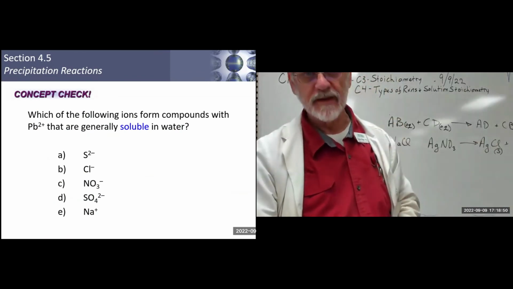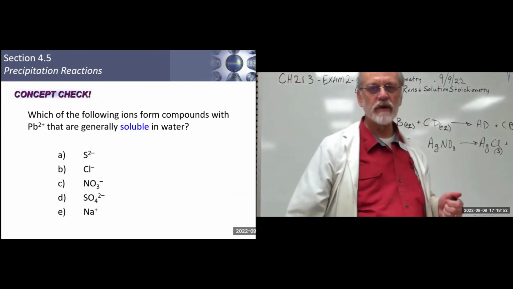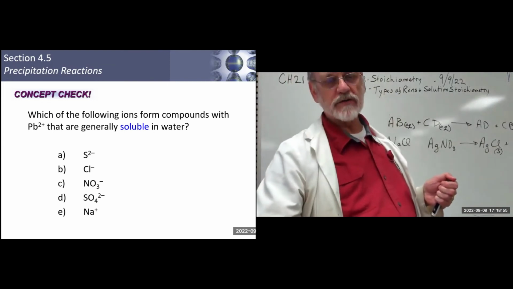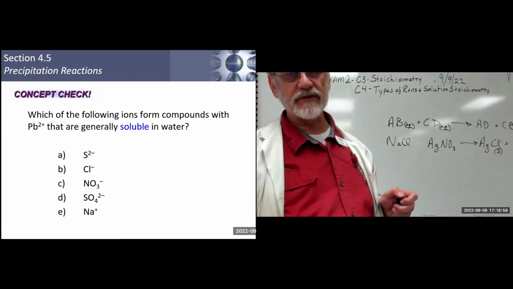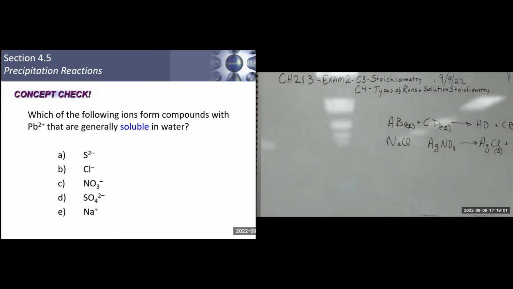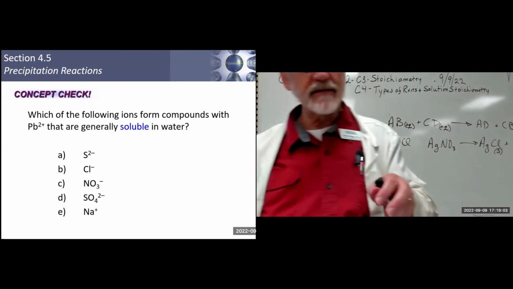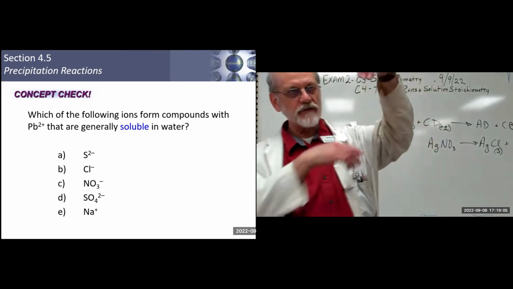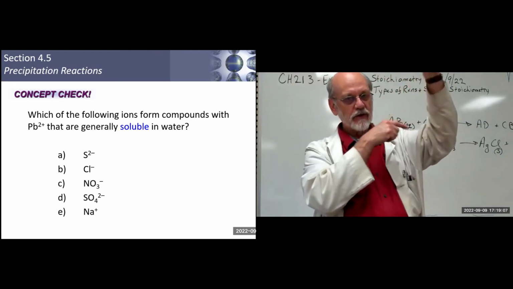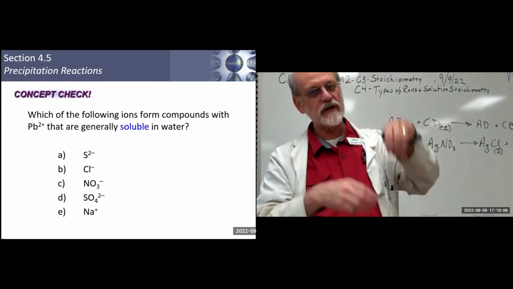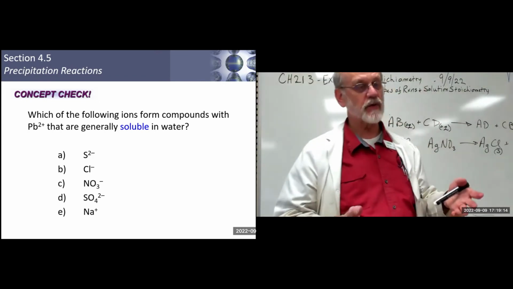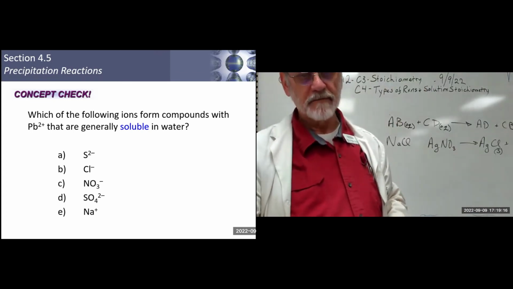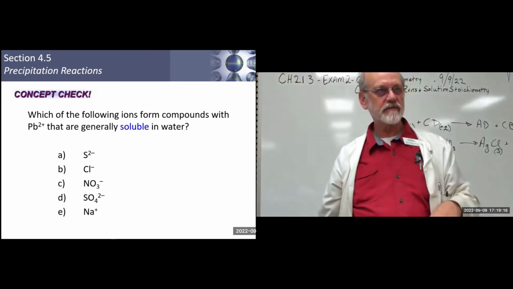Okay. Which of these compounds are generally soluble in water? Lead compounds. Well, you look at your chart, right? Take lead from the top and run down till you find sulfide. Run down till you find chloride, nitrate, sulfate, and see which are soluble and which are insoluble. And E is thrown in there as a ringer.